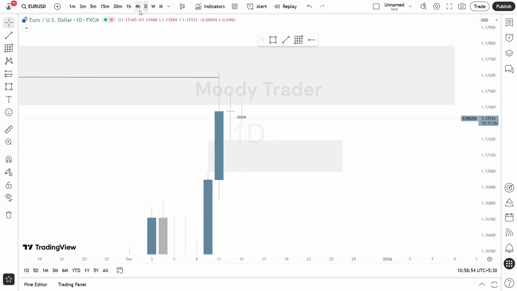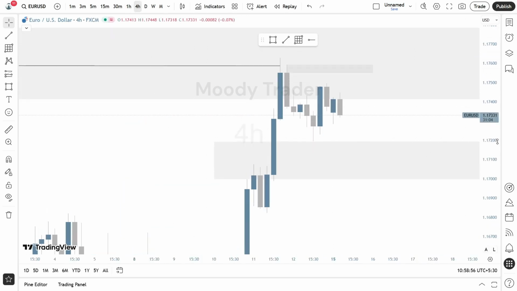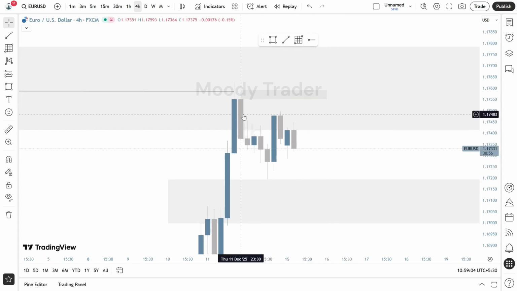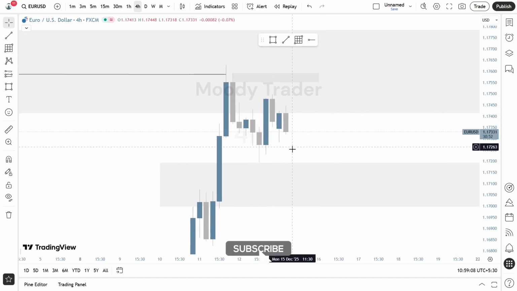Now let's move to the 4 hour. As we move into the 4 hour, what we see is that this is the last point of mitigation which the price can come up and mitigate. But even after that, the price is within this range of the candle, so we can anticipate a bearish move.